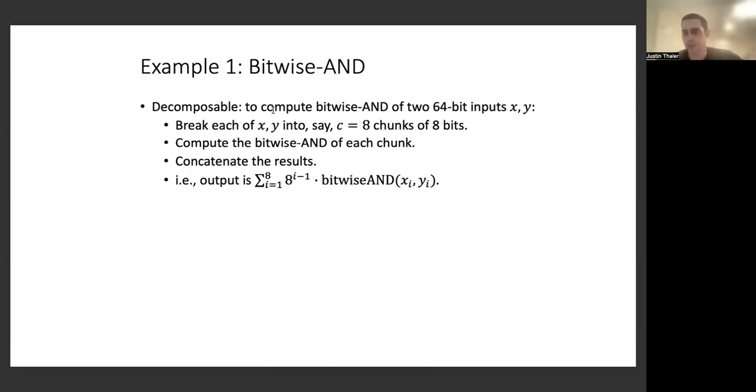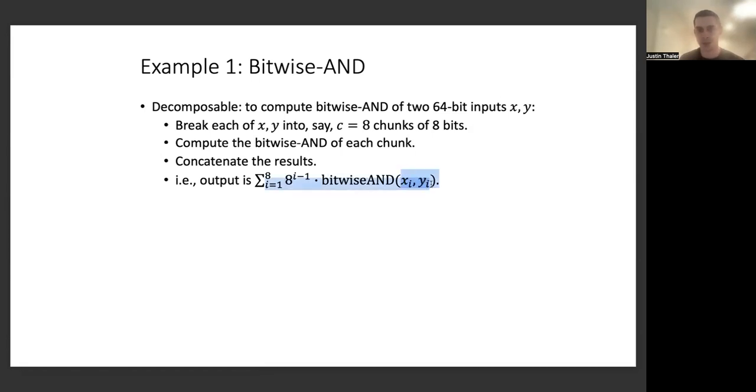The fact that the evaluation table for bitwise AND is decomposable is essentially equivalent to the fact that to compute the bitwise AND of two 64-bit inputs, you can break each of those inputs up into, say, chunks of 8 bits each. You can bitwise AND each chunk, and just concatenate the results. Okay, so that means you just do an 8-bit limb decomposition of each of the two 64-bit inputs.